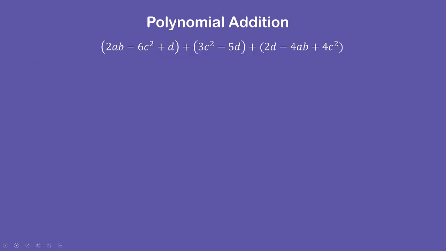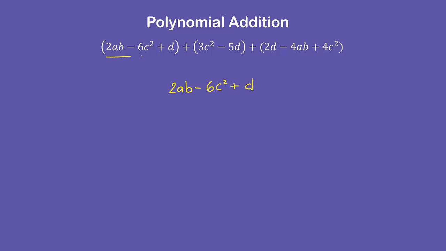Our second example is an addition of 3 polynomials. And I want to use this example to show you that there's another way of adding polynomials where we write them in rows in a way that we have like terms in the same column. So it's easier to see the common terms and add them. This is very useful when you have longer additions or longer polynomials with more variables. So we are going to start by writing the first polynomial just as it is. 2ab minus 6c squared plus d.